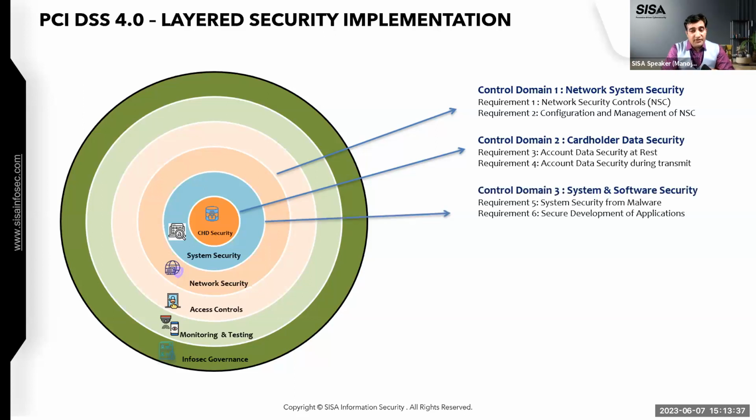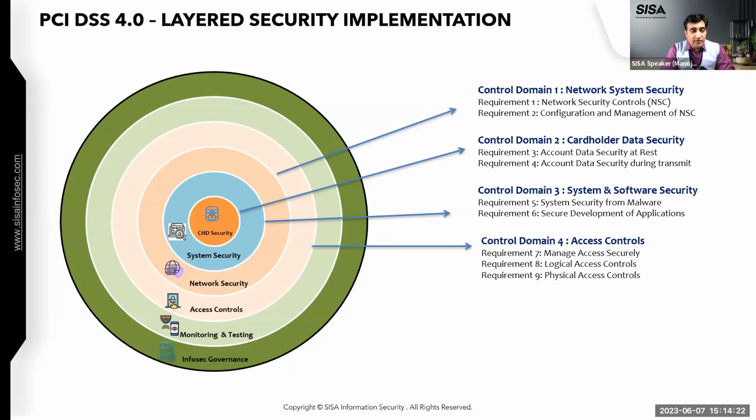Then we have control domain number 3, which talks about system and software security. The focus here is security of the systems, protecting them with anti-malware and those kinds of things. At the same time, there are requirements like requirement number 6, which focuses on secure development of applications. So if you have developers in your organization who are involved in development of bespoke or tailor-made applications, that is where you can take some guidance from the PCI SSL framework as well to make this possible.